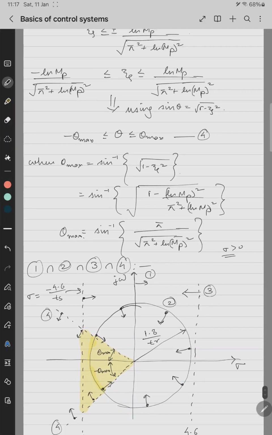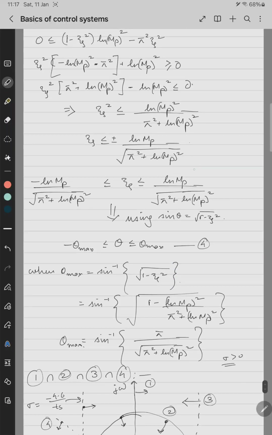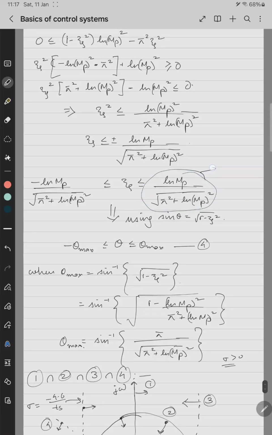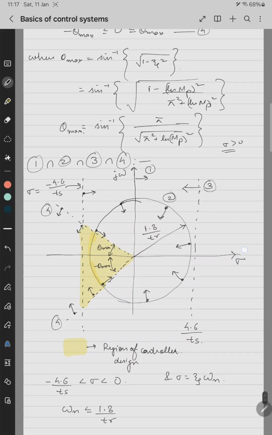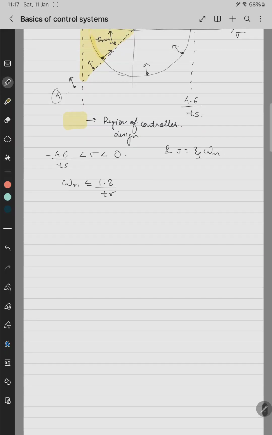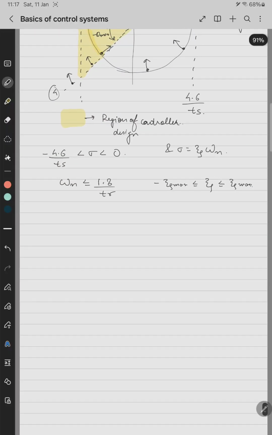And then equation 4 is of theta, or basically we'll write zeta. This we'll call zeta max. So minus zeta max less than or equal to zeta less than or equal to zeta max. This is the identity, so we can find zeta from this relation. So by fixing a zeta and fixing omega n, we can find sigma.